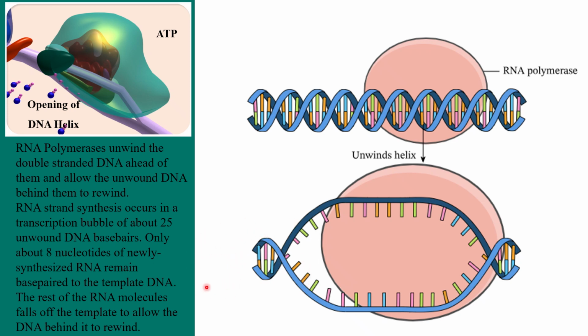To maintain the shape of the double helical DNA, the RNA polymerase at one time only unwinds about 25 DNA base pairs. Only 25 base pairs are unwound at a time, and only 8 nucleotide base pairs will be attached by hydrogen bonding to the RNA. The other RNA strand will fall off, and the previous DNA will keep on rewinding while the forward DNA keeps on unwinding, again forming the double helical structure of DNA.